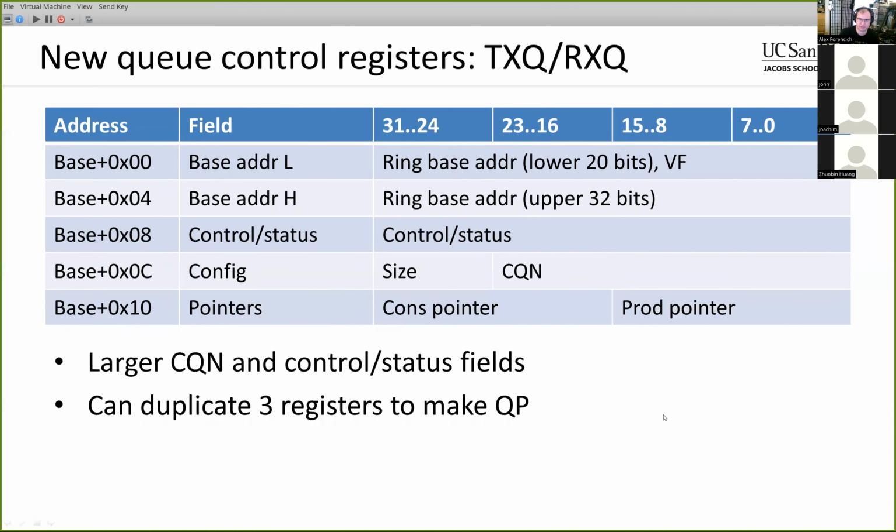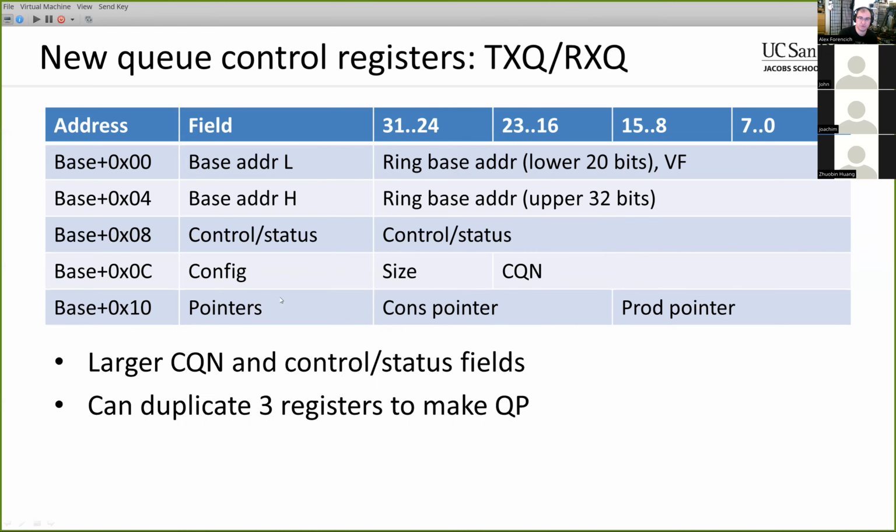For the TXQ and RXQ, it's similar. I made a couple of small modifications though. The control and status register, that's a full 32 bits. And then I have a separate register with the CQN, the completion queue number, and then also the size. So it takes up a little bit more space.